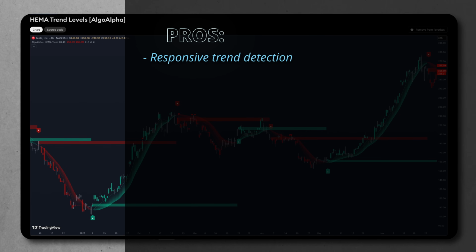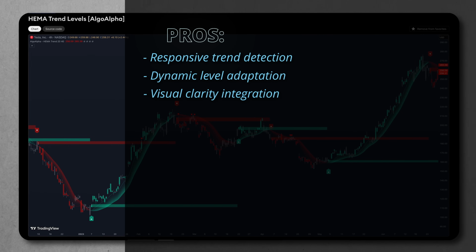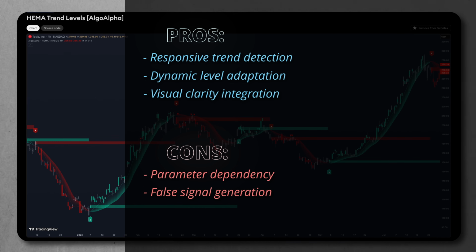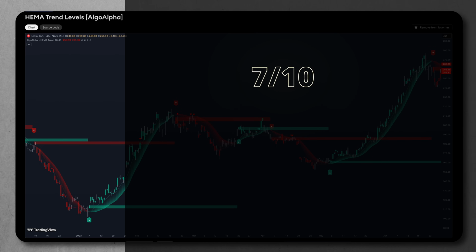Pros: responsive trend detection, dynamic level adaptation, visual clarity integration. Cons: parameter dependency, false signal generation, limited customization scope. Ranking: 7 out of 10.